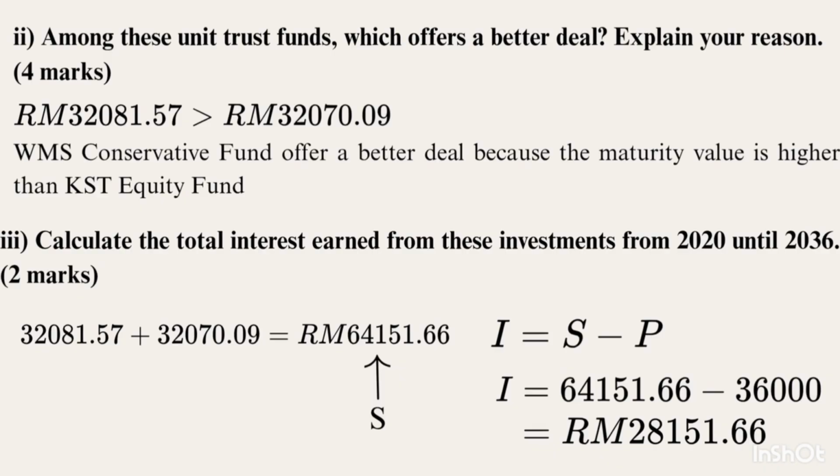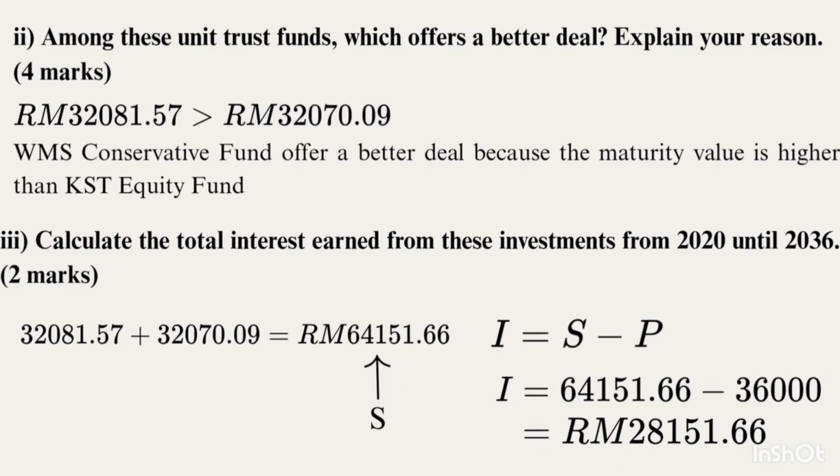So we need to combine both WMS Conservative Fund and KST Equity Fund Unit Trust Fund. So 32,070.09 plus 32,081.57 ringgit, which will be 64,151.66 ringgit. This would be our S. And from the formula we know that the compound interest is I equal to S minus P.